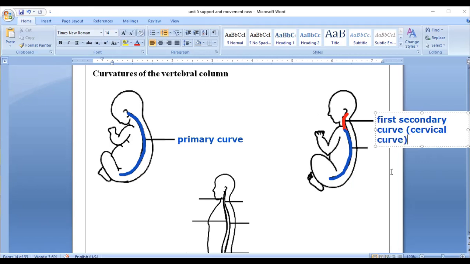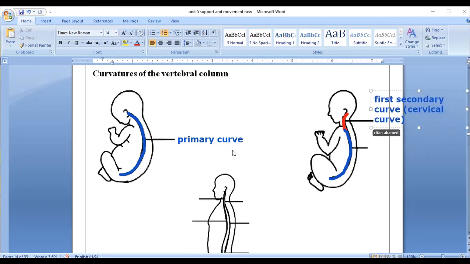Correct? Yes, sir. Okay. Because the cervical curve is created, the child is raising its head. The child is raising its head because of what? Because of the formation of the first secondary curve, that is the cervical curve. If you take the primary curve, it is anteriorly concave. What kind of curve is it?